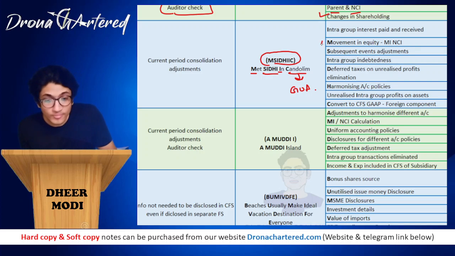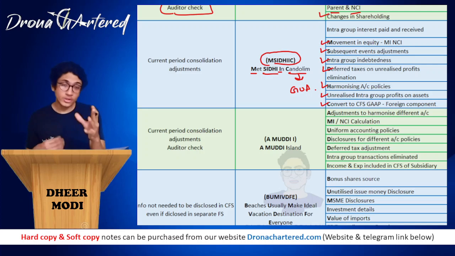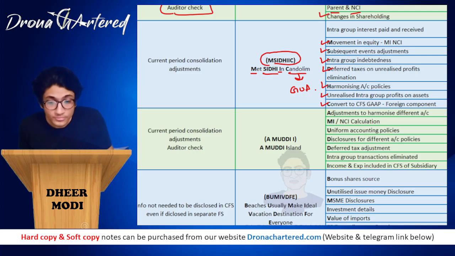So your M is movement in equity. Your S is subsequent event adjustments. I is intragroup indebtedness. D is deferred taxes on unrealized profit elimination. H stands for harmonizing accounting policies. Your I stands for unrealized intragroup profits on assets, and C stands for convert to CFS GAAP your foreign component. That means your foreign component GAAP has to be converted to your CFS GAAP. Okay. Met Siddhi, yeah, and your I is intragroup interest paid and received.